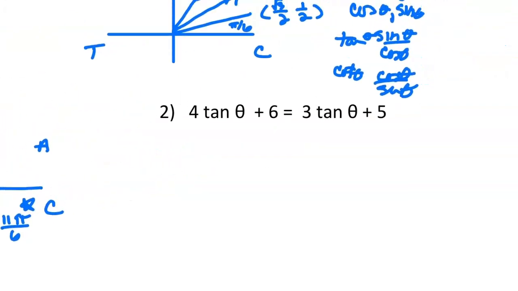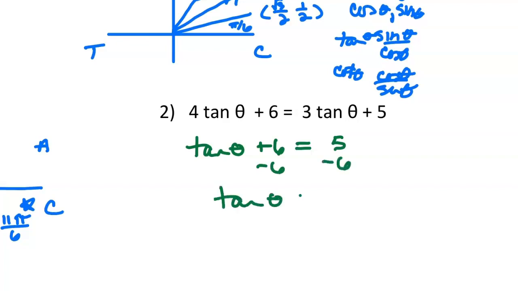Okay, going over to number 2. Same idea. Move your trig function to the left. So I'm going to subtract 3 tan theta from both sides. That's going to give me just 1 tan theta, or tan theta. I'm going to write it carefully like this. Then I'm going to subtract 6. I'm getting tan theta equals negative 1.